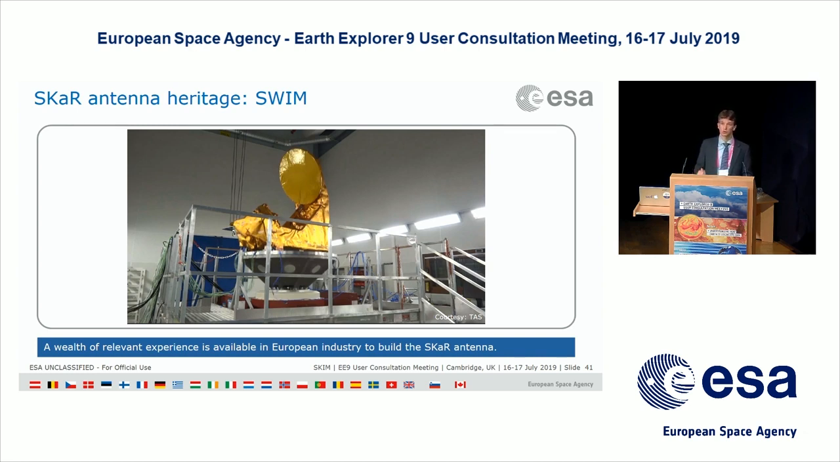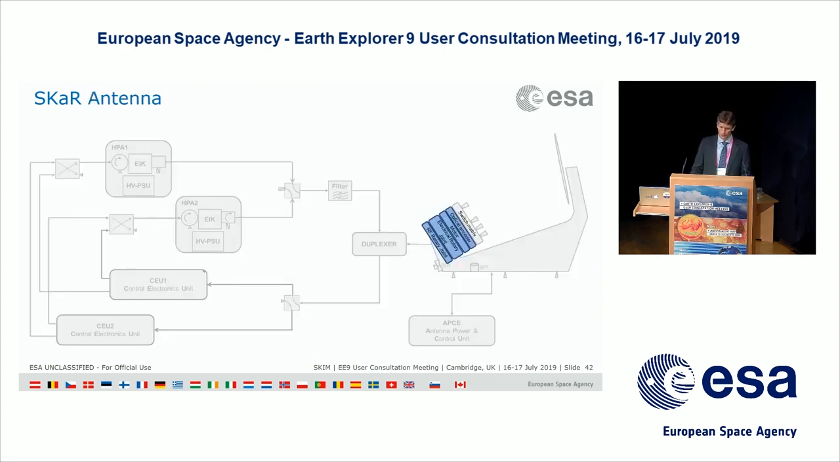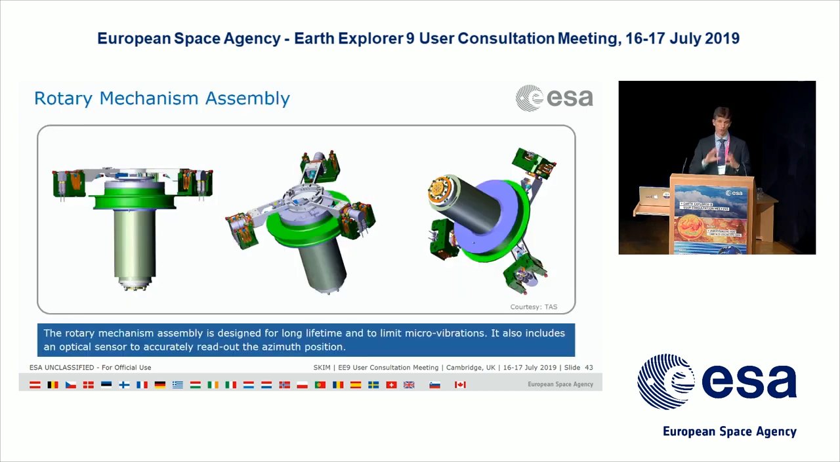One aspect of the antenna where we've put in a lot of innovation is the rotary mechanism assembly. The rotary mechanism assembly is responsible for rotating the plate with the feed horns. And here we've made some improvements. First of all, the stepper motor has been changed for a synchronous motor, because that gives us a lower level of micro vibrations. And then we've also inserted into the design an optical encoder to get an accurate readout of the azimuth position.